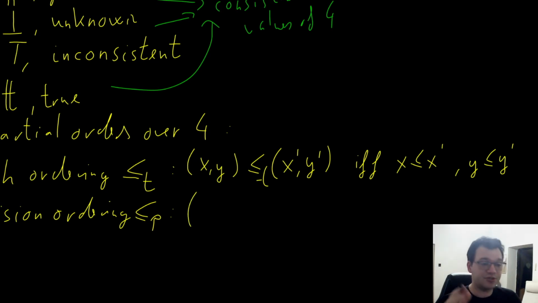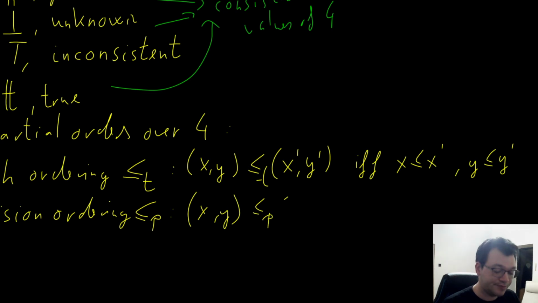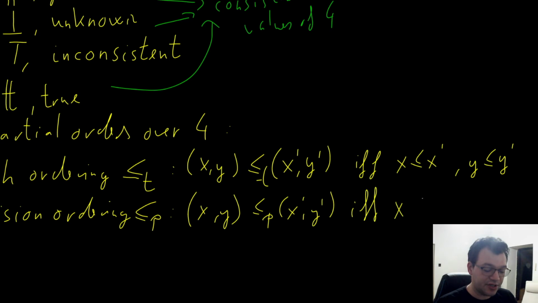And the precision ordering says that one interval is more precise than another if it's contained completely in the other one. So basically you have more information about the actual value. The interval is contained if and only if, according to the precision ordering, I have to move the left hand side upwards and the right hand side downwards. So this is the difference: here y' should be smaller than y.